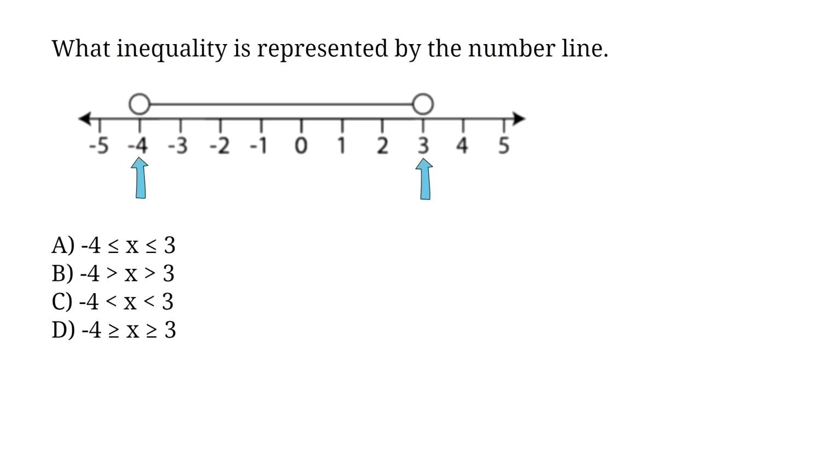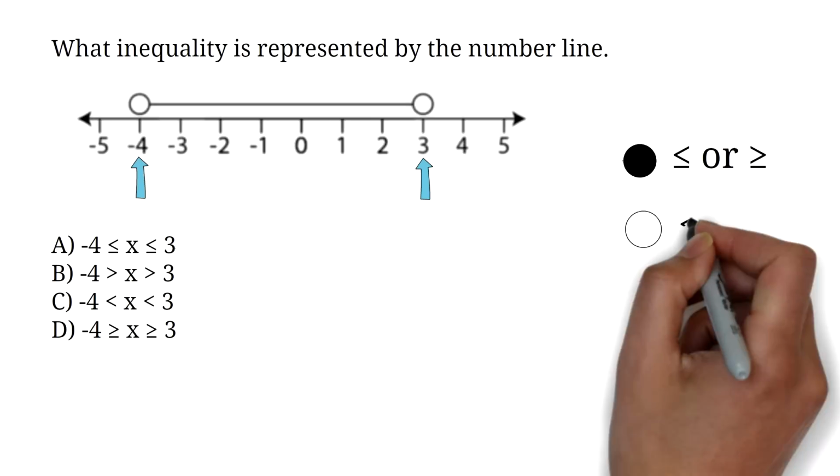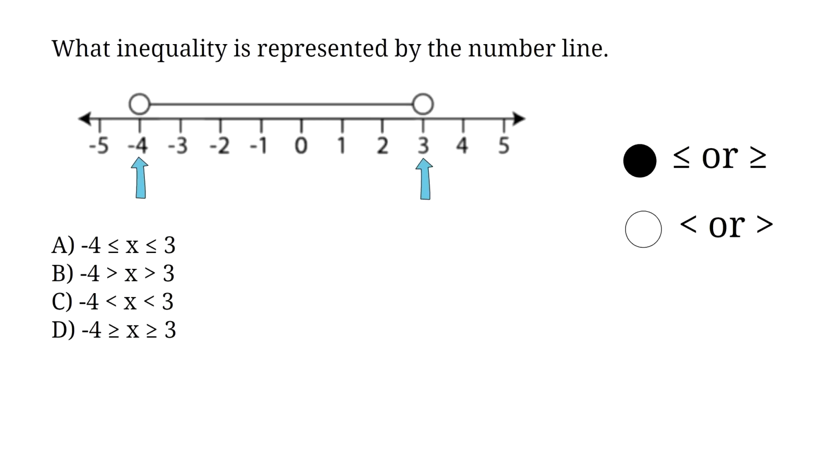Next, we look at if the endpoint is shaded or not shaded. If it is shaded, then the inequality must have an equal sign. If it is not shaded, then the inequality does not have an equal sign. Both endpoints are not shaded, so we can eliminate choice A and choice D. They have equal signs.